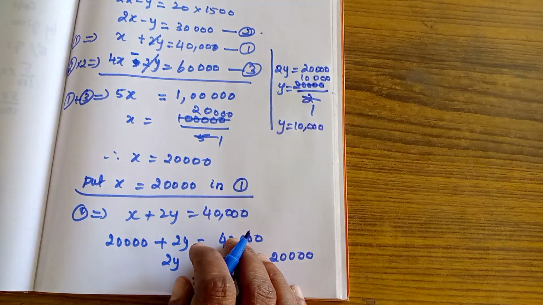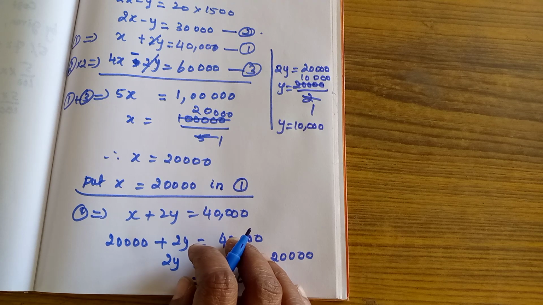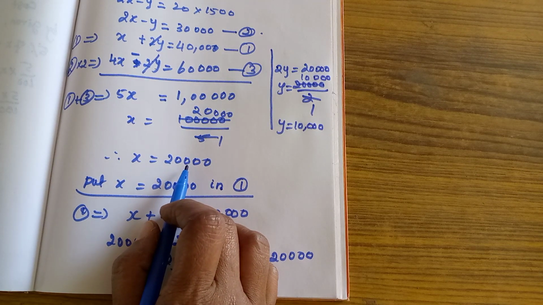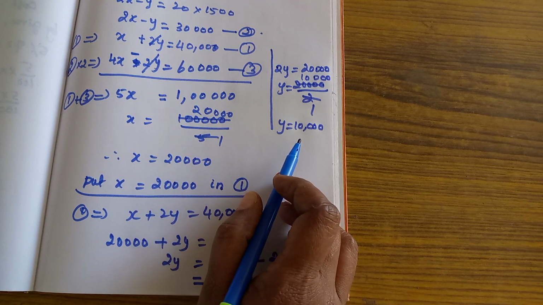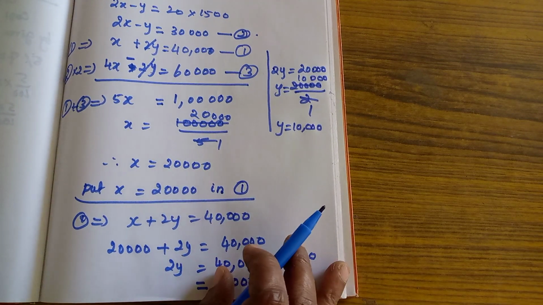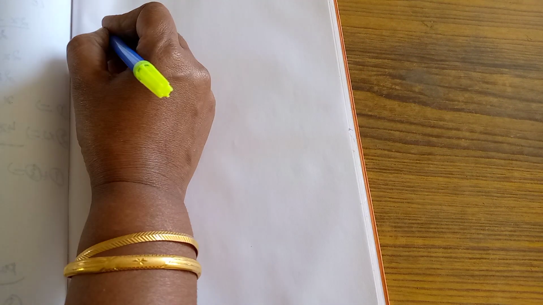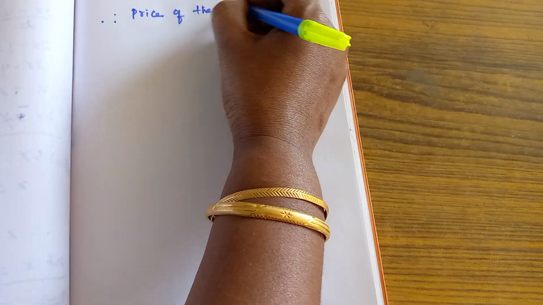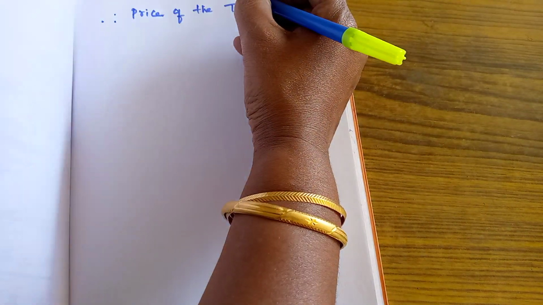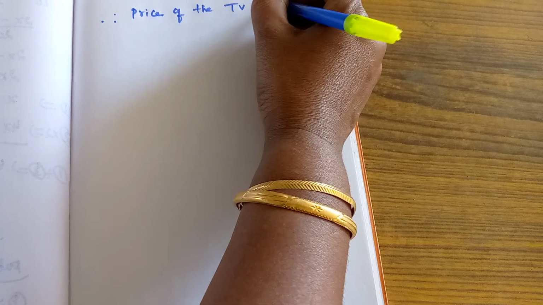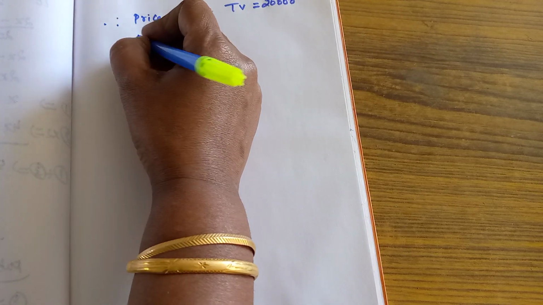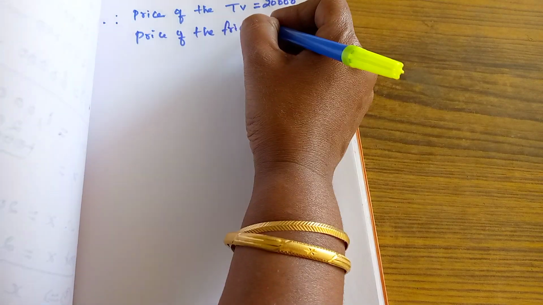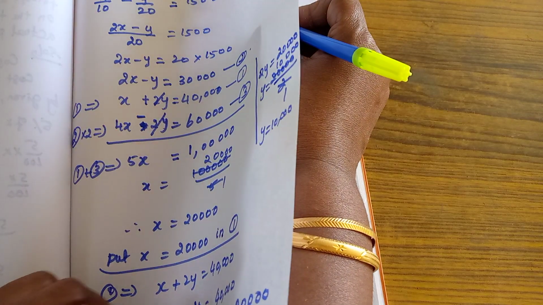They asked to find the actual price of the TV and the fridge. So the price of the TV is 20,000 and the price of the fridge is 10,000. Understood, students? Therefore, the last answer we have to write: the price of the TV is equal to the x value we got, that one, 20,000. The price of the fridge is equal to the y value, 10,000.